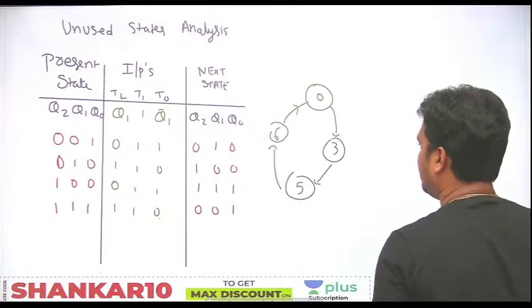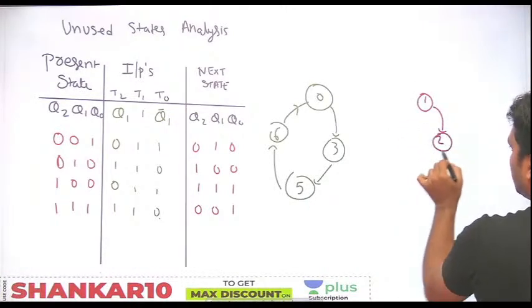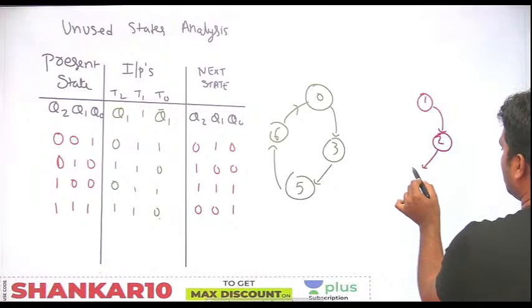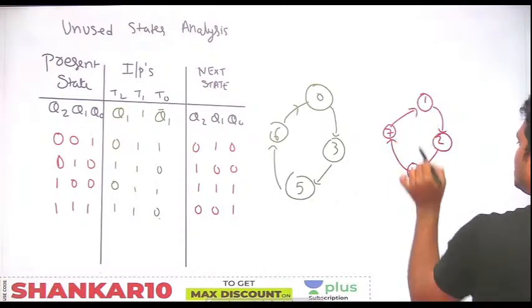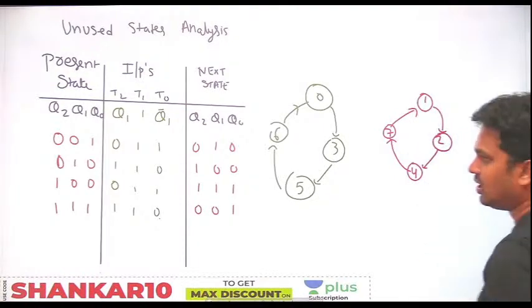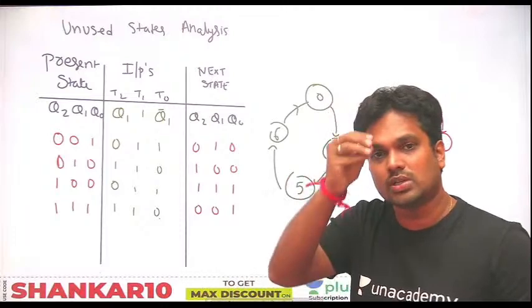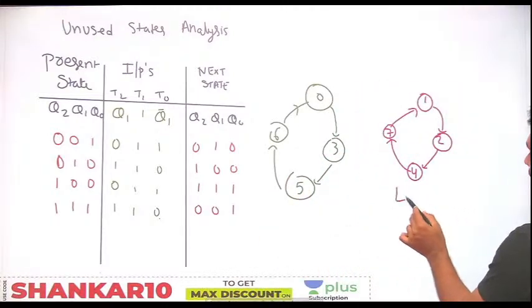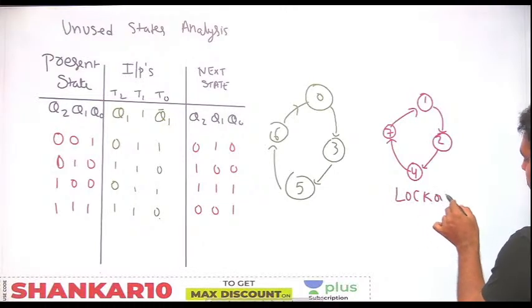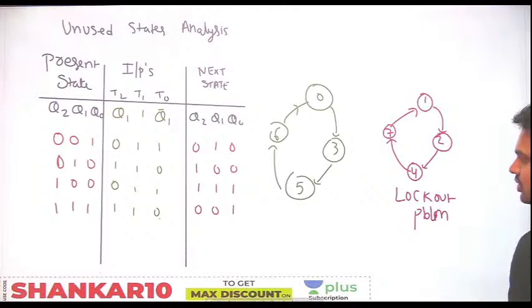But if by chance 1 occurs, it is coming to next state 2. 2 occurs, next state comes to be 4. 4 occurs, next state comes to be 7. 7 occurs, next state comes to be 1. That is, if by chance any one of the unused states occurs, it is rotating in the unused states only. It is not coming back to the used states. This kind of condition is called lockout problem. Then we need to restart the system from any of the used states.